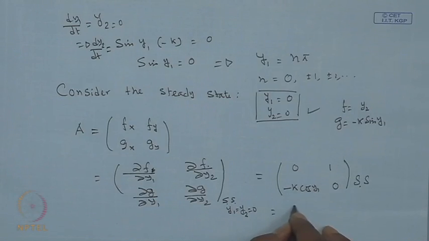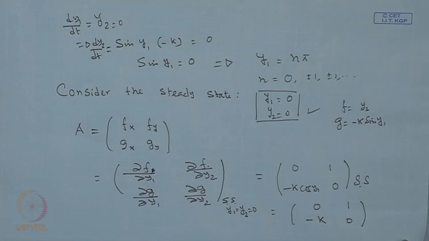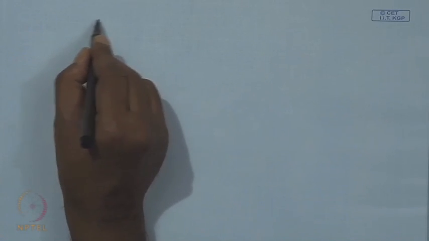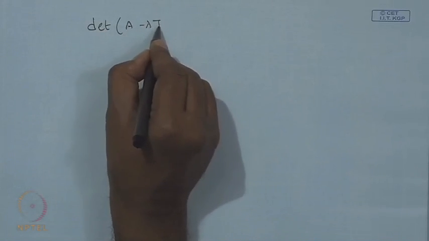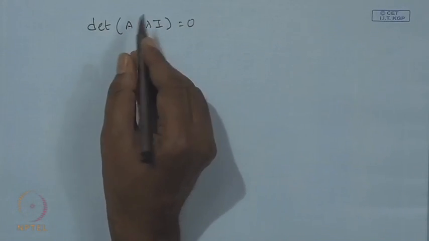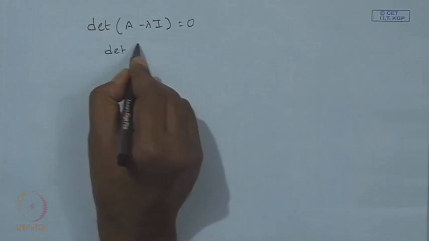So, this will be 0, minus k, 1, 0. So, that is the A matrix, the Jacobian matrix. Now, if you would like to find out the eigenvalues of this matrix A, let us look into the eigenvalues so that we can find out the eigenvalues of this system. To find the eigenvalues, the determinant of A minus lambda I should be equal to 0.